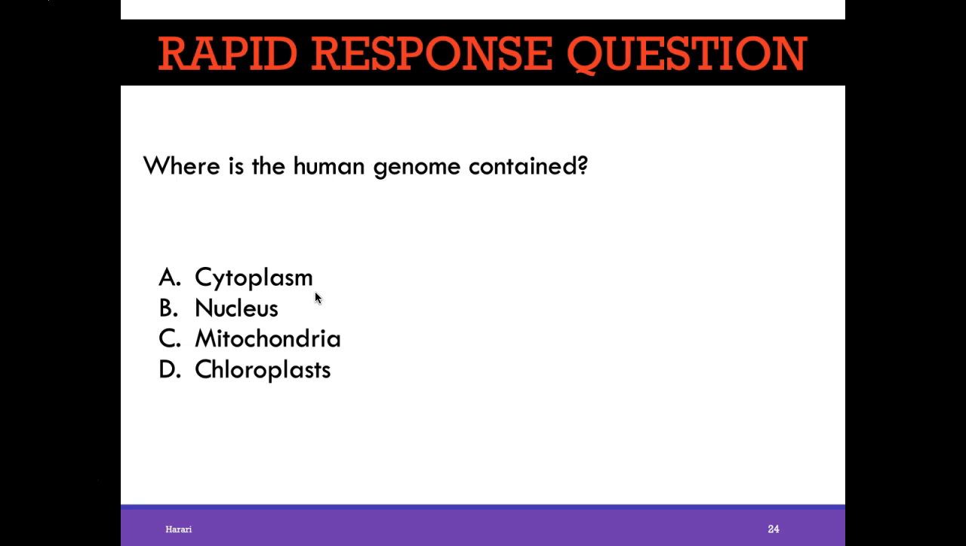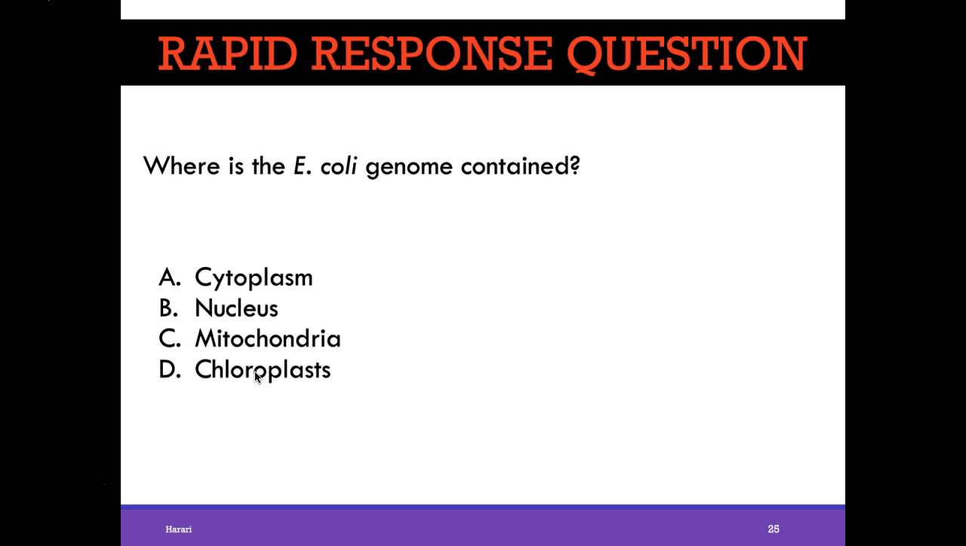And the answer is B, the nucleus. This is a little, well, I don't want to say it's tricky, but you should know that mitochondria and chloroplasts do have their own DNA. But those code for mitochondrial proteins and chloroplast proteins, not the proteins needed for the functioning of every cell in our body. So the human genome is contained in the nucleus, but DNA is also found in the mitochondria of human cells.